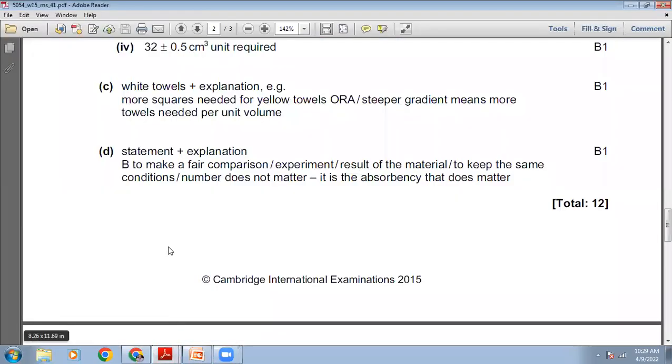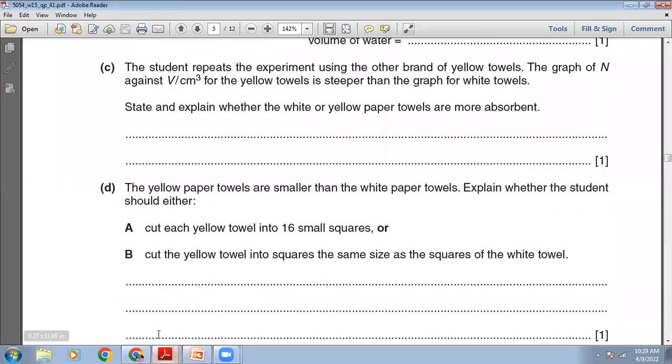Okay, so let's have a look at the marking scheme. It says white towels plus explanation. For example, more squares needed for yellow towel. Steeper gradient means more towel needed per unit volume. So you can write this one also.